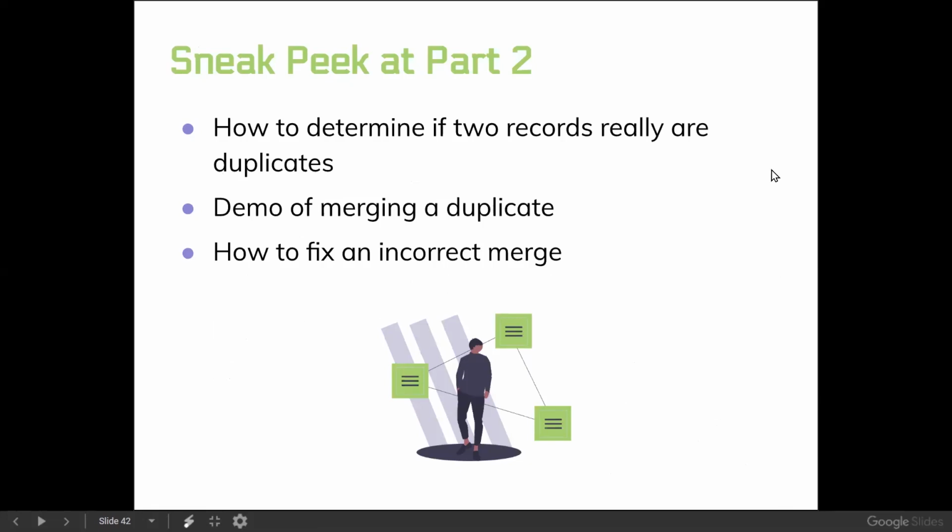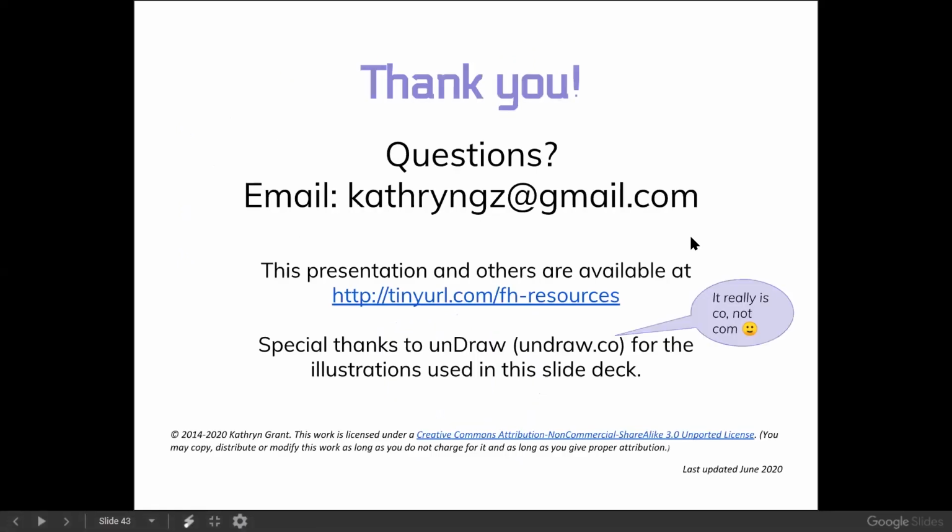So in part two, we're going to look at how to determine if two records, I've said that a lot, haven't I? So we're going to look at how to determine if two records really are duplicates. We're going to go into more detail on that, a demo of merging a duplicate, and then also how to fix an incorrect merge. So that brings us to the end of this webinar today.